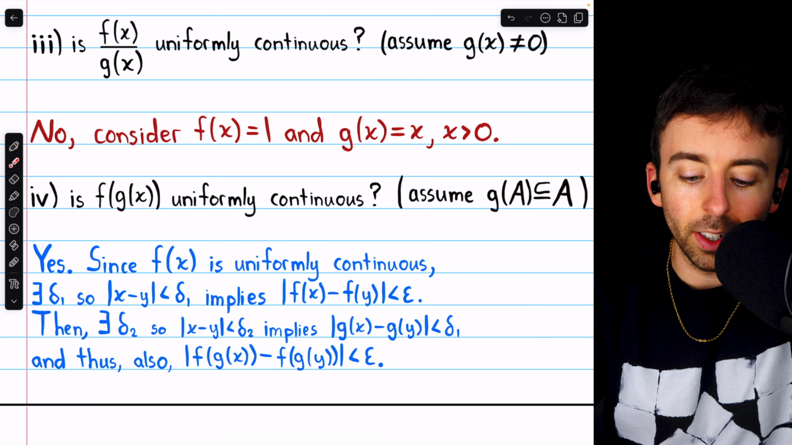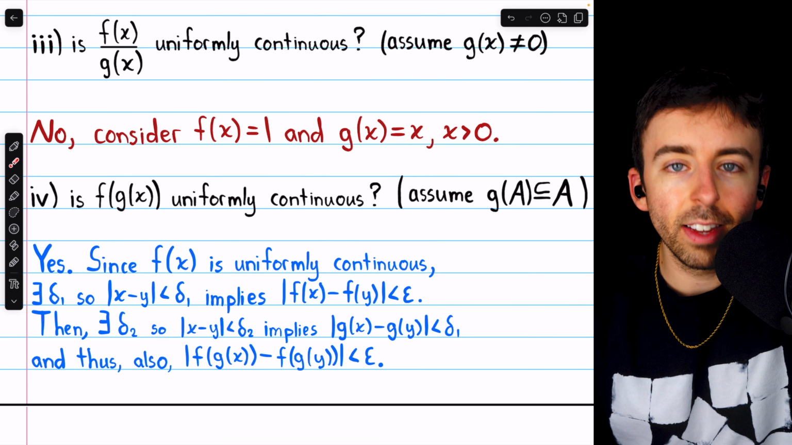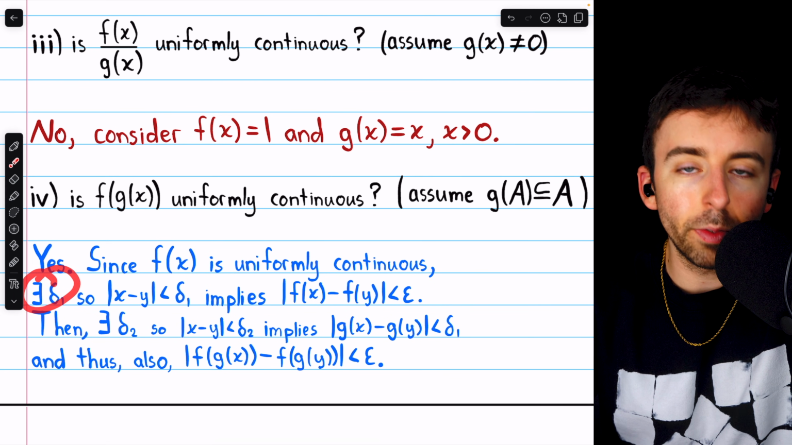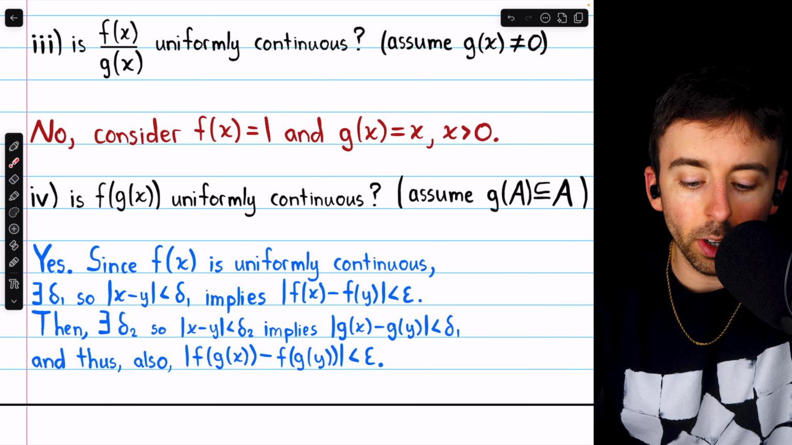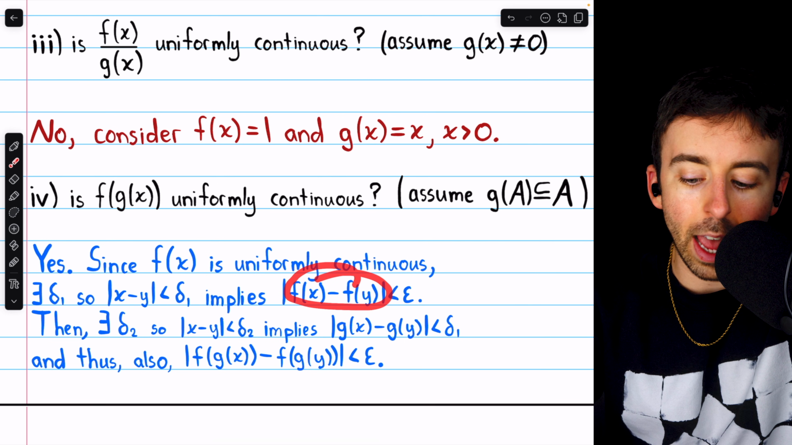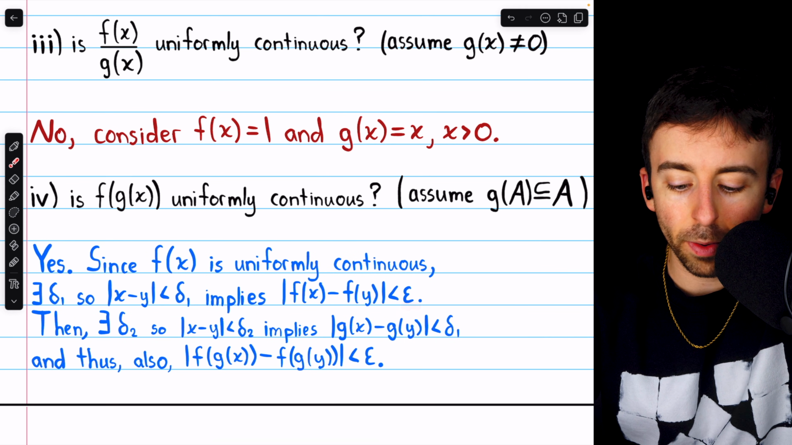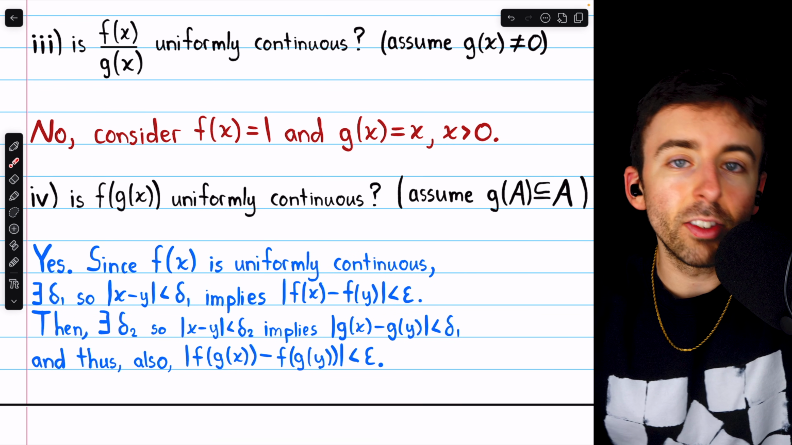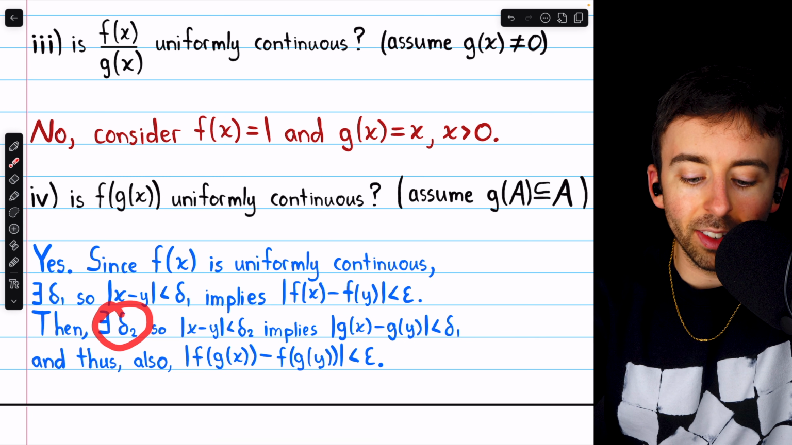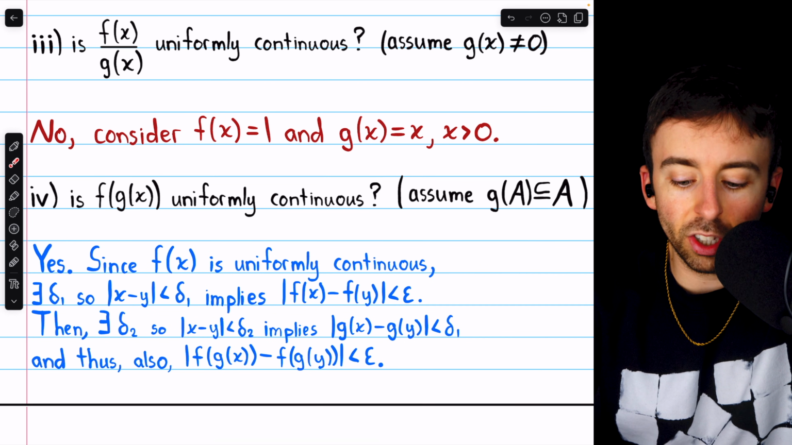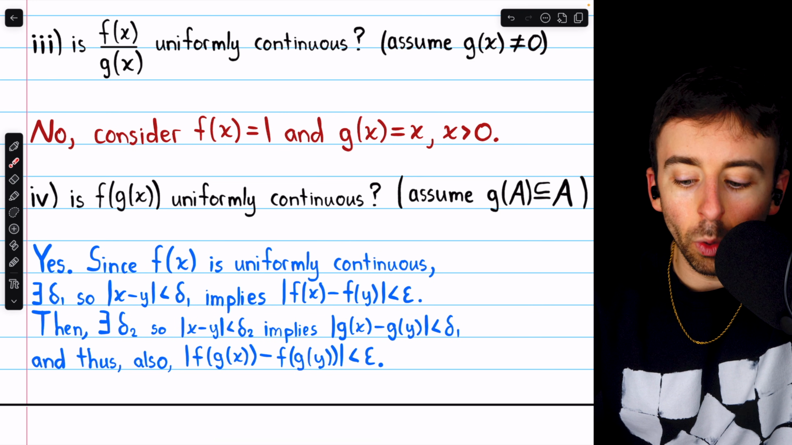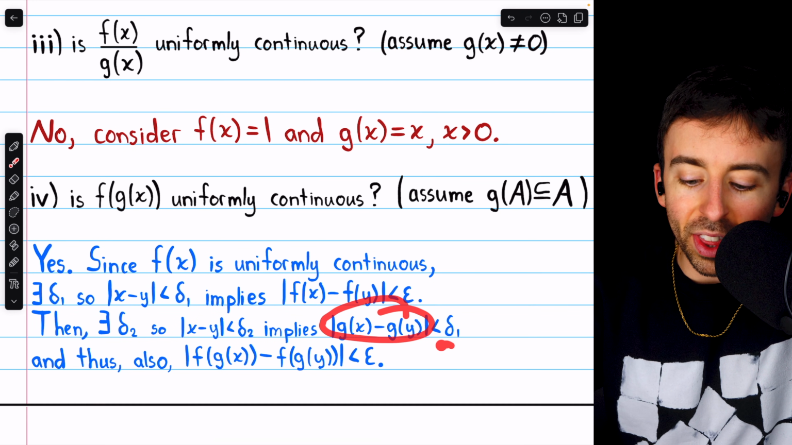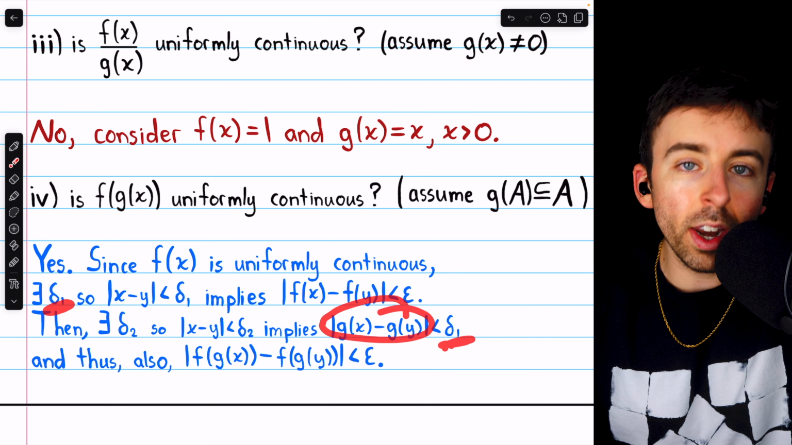So we say, hey look, f of x is uniformly continuous. So we know there exists some positive delta 1, so that as long as x and y are within delta 1 of each other, then their images under the function f are within epsilon of each other. Then we deal with g. Certainly, since g is uniformly continuous, there must exist some positive real number delta 2, so that if x and y are within delta 2 of each other, well, g of x and g of y will be within that number delta 1 of each other.